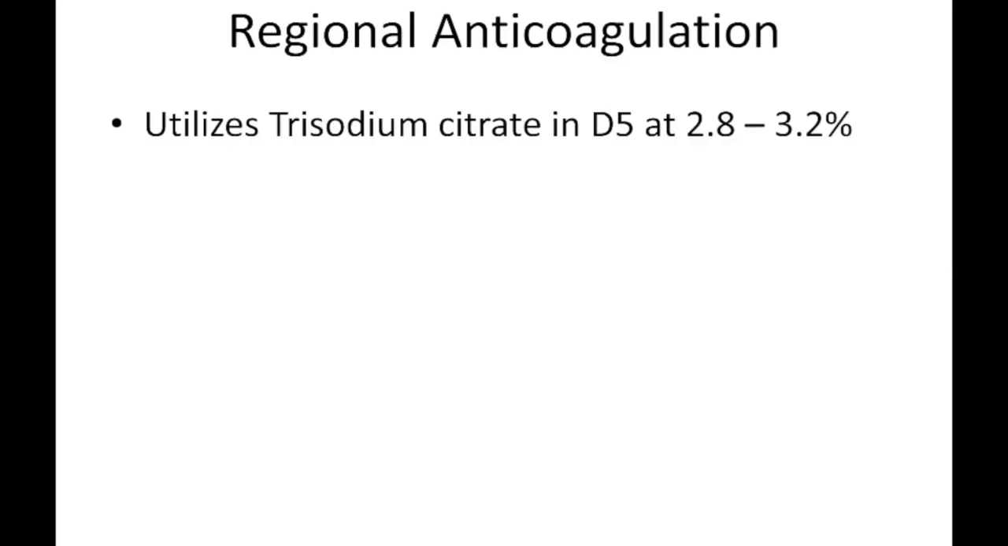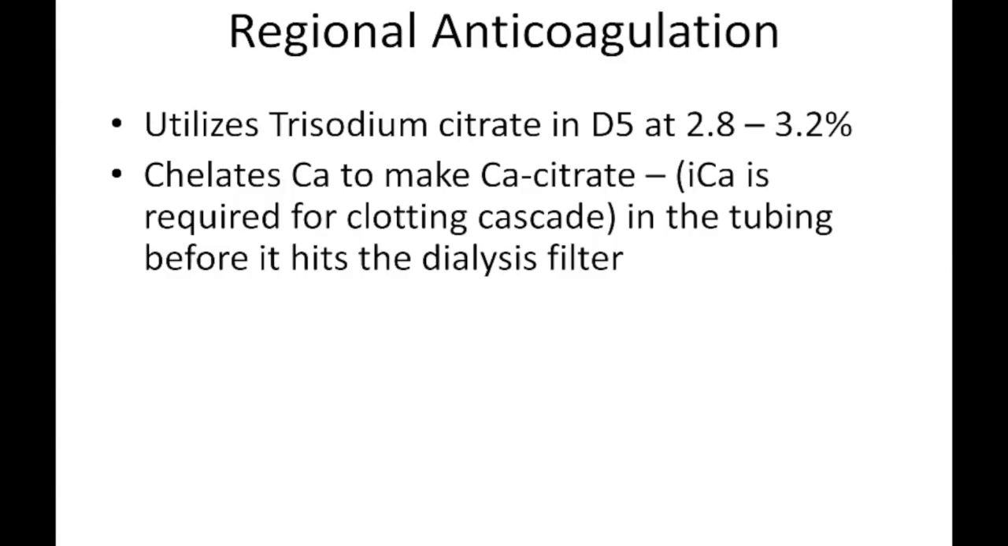Trisodium citrate. We talked about the arterial line, which is the dirty blood coming from the patient going to the machine. Before the blood goes into the filter, there's an infusion of trisodium citrate. Now, this trisodium citrate will ionize, and the free citrate will bind, effectively chelating the calcium, and this will create a new compound, calcium citrate. Now, the ionized calcium is required for the clotting cascade.